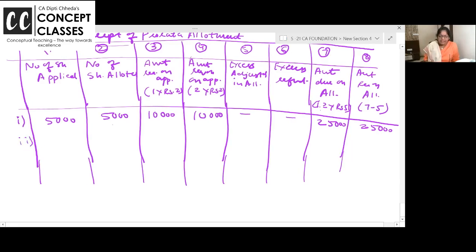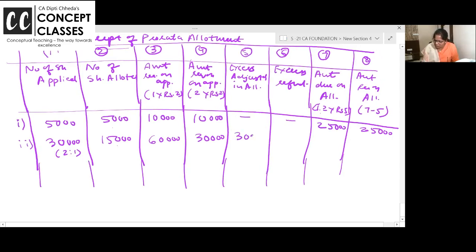Come to second category. 30,000 applications are received. 2:1 ratio. Only 15,000 are allotted. So 30,000 into 2, 60,000 is received. 15,000 into 2. Application में सिर्फ 30,000 चाहिए. So can you adjust balance 30,000 in allotment? Yes. Is it clear or not?